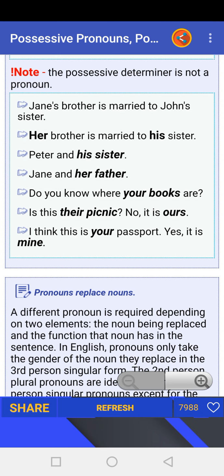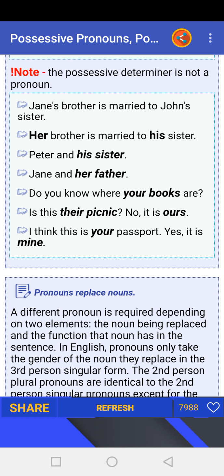So we have a note, the possessive determiner is not a pronoun as we said before. The possessive determiner is not a noun. And let's see some examples. So we have this sentence, Jane's brother is married to John's sister. So her brother is married to his sister. Here we have her. That is a possessive determiner. Her brother is married to his sister. His is a possessive determiner.